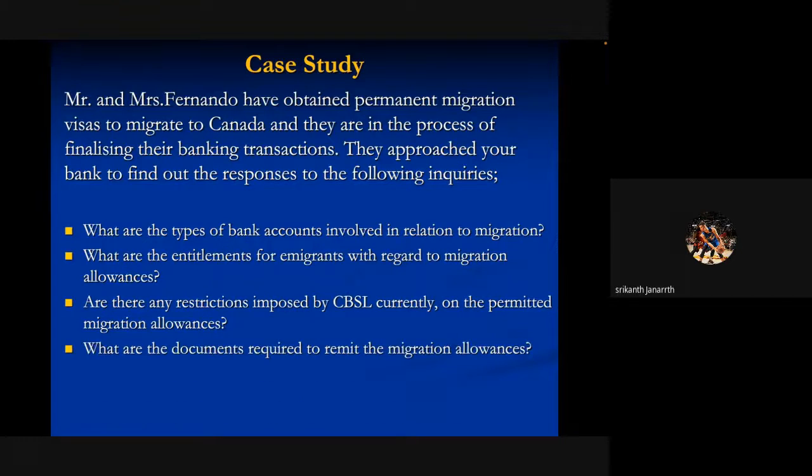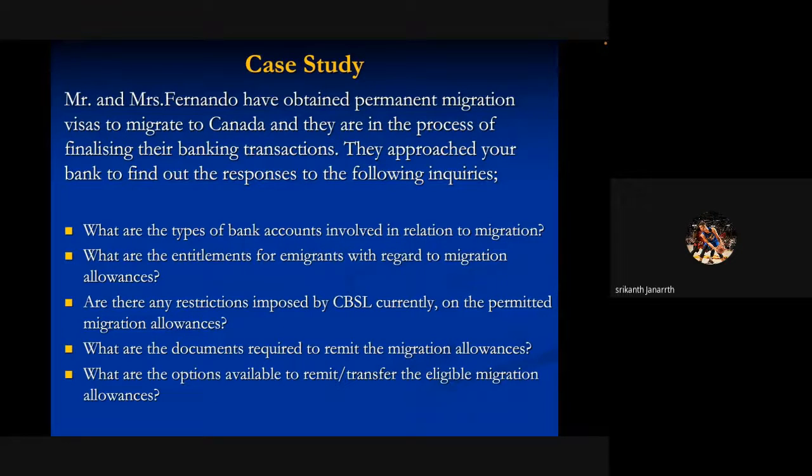Okay. What are the documents required to remit the migration allowance? Tax clearance, PR permanent resident visa, source of funds affidavit, application, one-way ticket, passport personal data page. So those are important requirements, right?